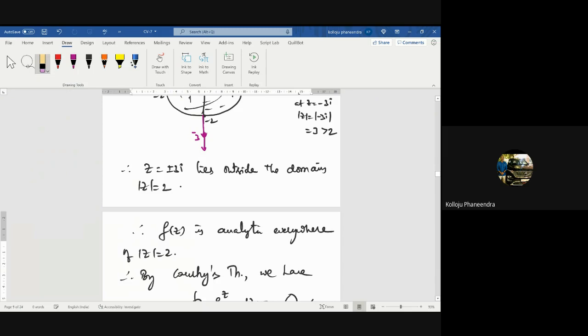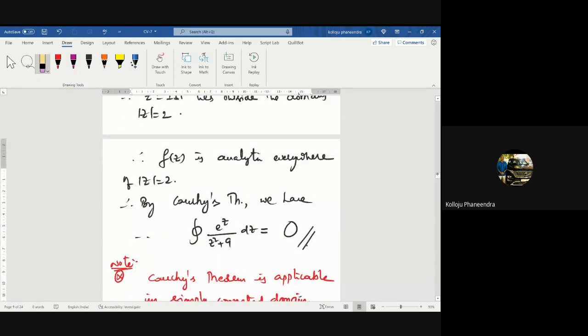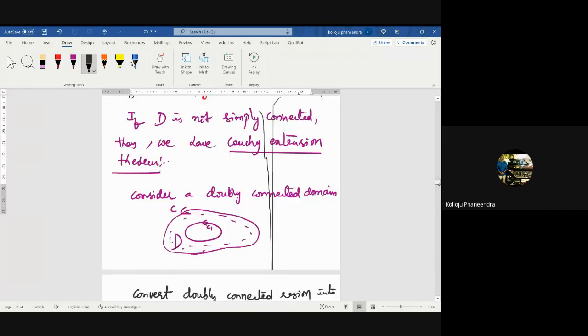Z equal to plus or minus 3i are the singular points. But those singular points lie outside the domain. Means this entire function is analytic everywhere. That is why it is 0.